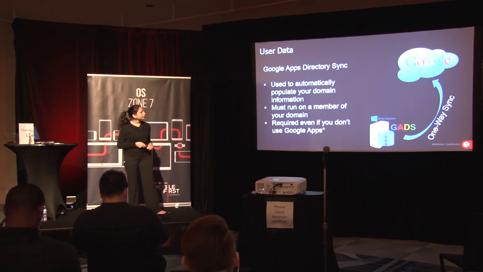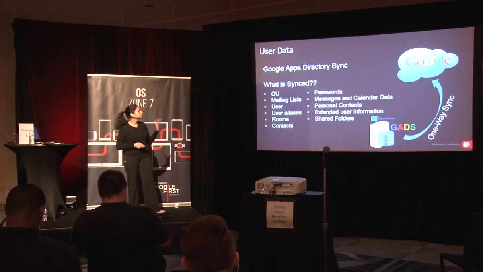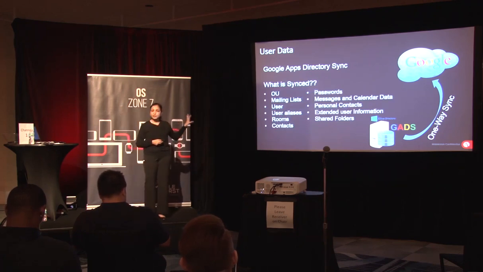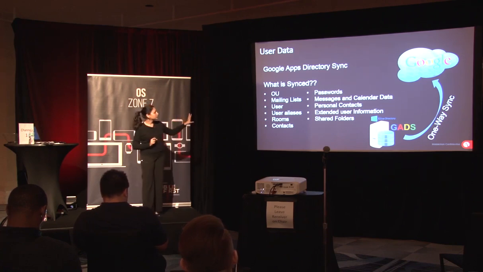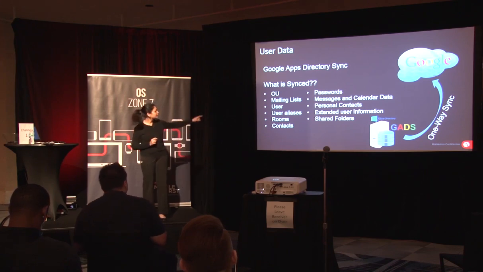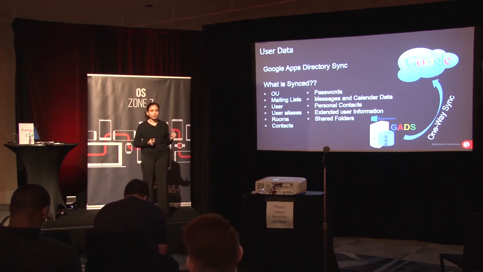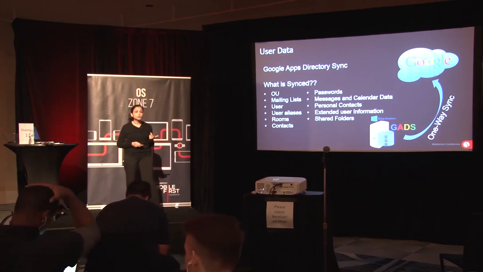So, what is synced? Don't get scared by this slide. This is talking about what all can be synced to Google. So if you choose to, you can sync mailing lists, passwords, user aliases, rooms. There's a bunch of information which you can sync if you want Google to be your main IDP in this case. But at bare minimum, Google requires you to share at least the user, which is actually the email address of the user, with Google.